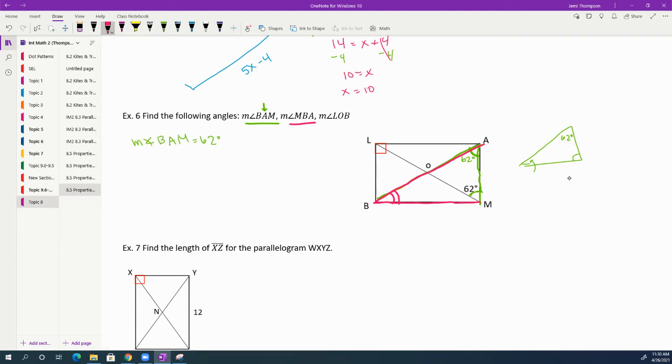So when I focus on this big triangle, I have 62, I have 90, and then I want to find this angle right here. So 90 and 62 gives me 152. I know every triangle has 180 degrees. That gives me 28.